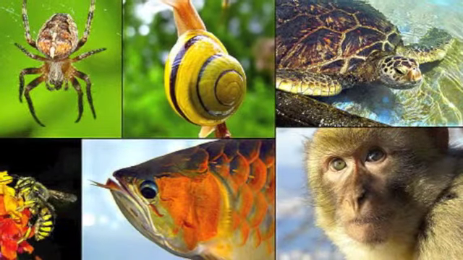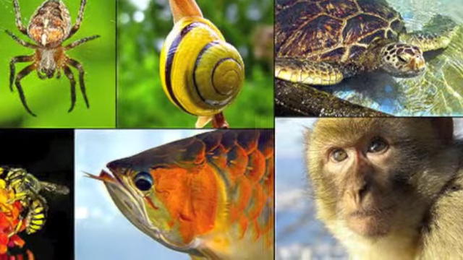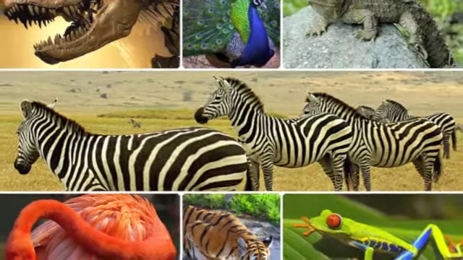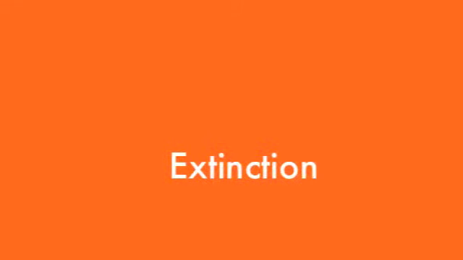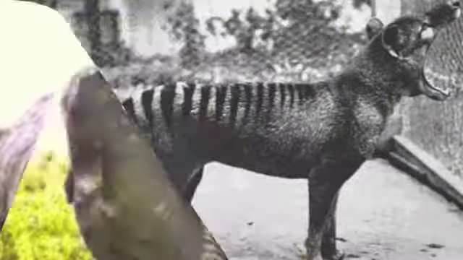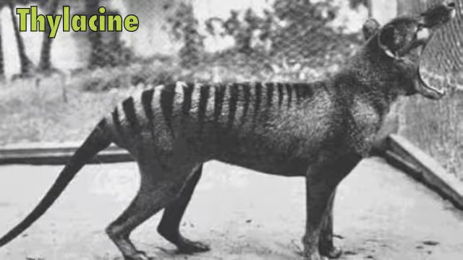Genetic diversity refers to the sum total of all the different forms of genetic information carried by all organisms living on Earth today. Extinction is when a species disappears from all or part of its range. Some examples of extinct species are dinosaurs, the thylacine, and the quagga.